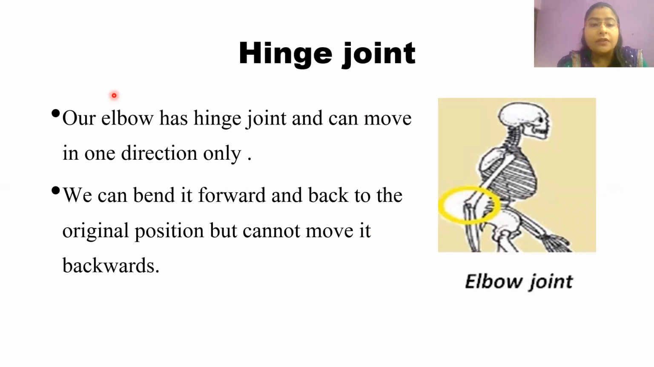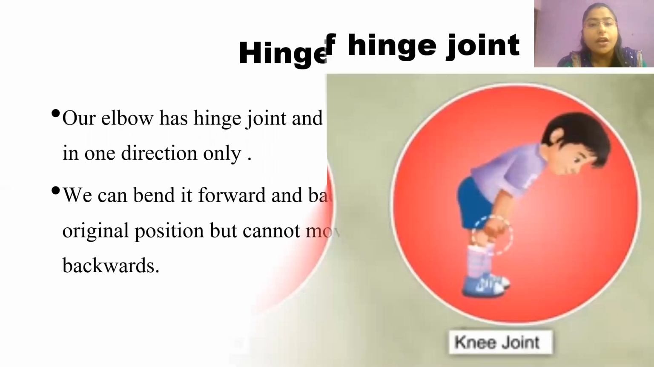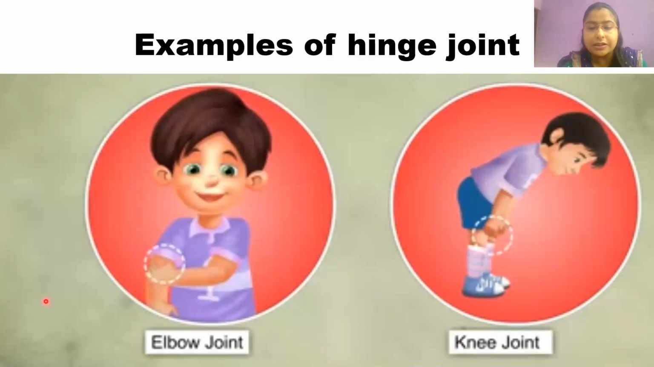Our elbow has hinge joint and can move in one direction only. Hinge joints allow the movement only in one direction. Ball and socket joint allows movement in all the directions and hinge joint allows the movement only in one direction. We can bend it forward and back to the original position but cannot move it backward. हम उसे पूरा backward की तरफ नहीं घुमा सकते. Example of hinge joint is elbow joint and knee joint.